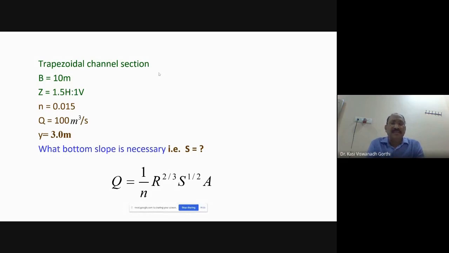So we have Manning's equation: V is equal to 1 by N R power 2/3 S power half. The discharge equation will be area into velocity. So the discharge Q is equal to area A into the velocity, where velocity is 1 by N R power 2/3 S power half. In this case, what is required to be found? Q is given, 100 meter cube per second. S is required to be found. N is also given, 0.015. So what are the other parameters? Wetted area you have to compute, wetted perimeter you have to compute, and then hydraulic radius you have to compute. Substituting that, you will be able to get the value of the longitudinal slope.